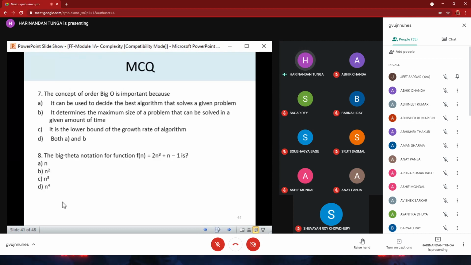Now questions number 7 and 8. The concept of order big O is important because it can be used to decide the best algorithm that solves a given problem. Option 1, it determines the maximum size of the problem that can be solved in a given amount of time. Option 2, it is the lower bound of the growth rate of the algorithm. And both A and B.